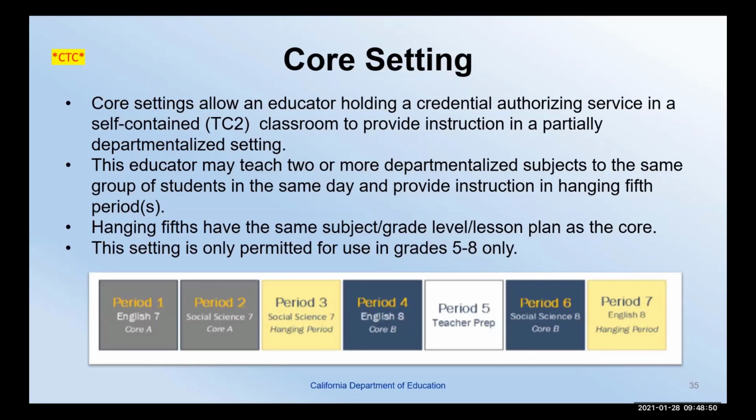Core assignments can also allow for educators to be assigned a hanging period, which allows the educator to teach one of the subjects that's already being taught in their core assignment. So for a hanging period to be part of a correct core assignment, the extra period must be in one of the exact same subjects and grade levels already being taught in one of the core assignments. And it cannot constitute more than half of the teacher's total assignment.